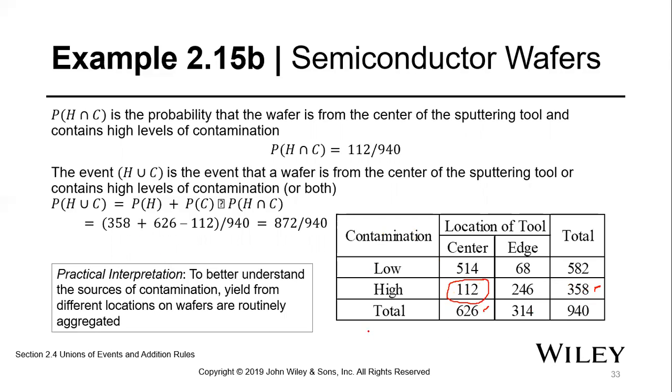So I could take 358 plus 626 minus 112 and divide it by 940. Because what you're doing is you're looking at this plus this, but since you've actually counted 112 twice, you need to remove that from the event because it's unfair to have more emphasis on that 112. So it's 872 over 940, which is a very high amount.